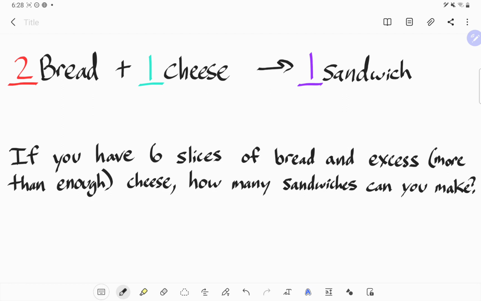All right, if I have 6 slices of bread, and we see that we need 2 slices of bread per 1 sandwich, I can rephrase that and say, okay, I'm going to produce half as many sandwiches as I have bread. So if I have 6 slices of bread, I can produce half as many sandwiches, and we could say I could produce 3 sandwiches. And a lot of us can probably think through that just from taking a second, pausing the video, and thinking about it.